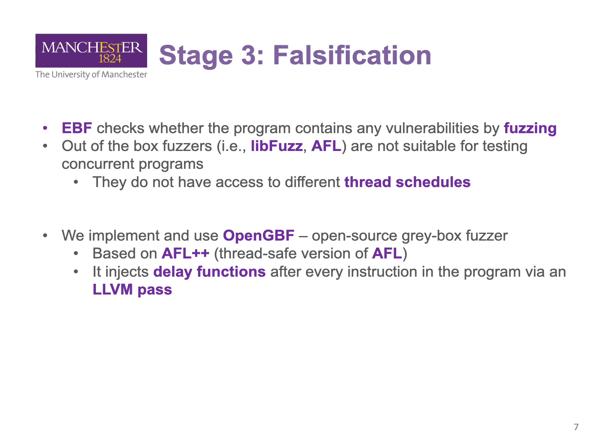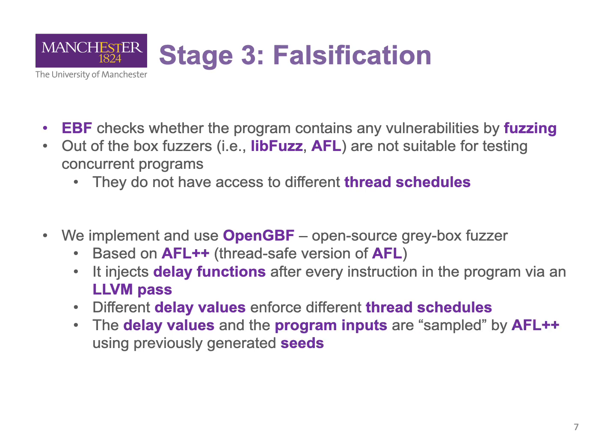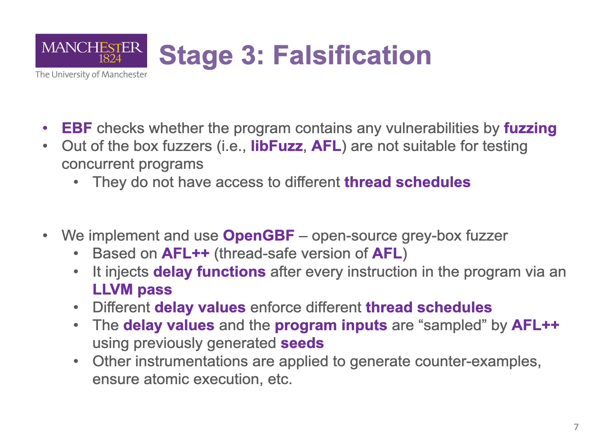Its implementation is based on AFL++, and it performs some additional instrumentations to the program under test. Namely, it injects a delay function after every instruction in the program using an LLVM pass. Different delay values passed to the introduced delay functions can enforce different thread schedules. OpenGBF uses AFL++ to sample the delay values together with the program inputs, using the seeds produced at the previous stage. OpenGBF also performs some additional instrumentations, which help with generating counterexamples, ensuring atomic execution of the specified atomic blocks, and other capabilities.